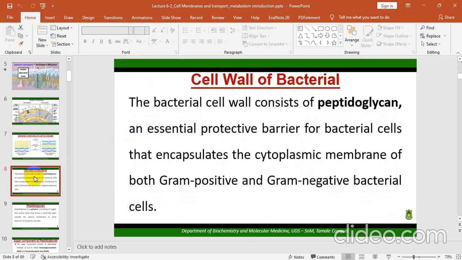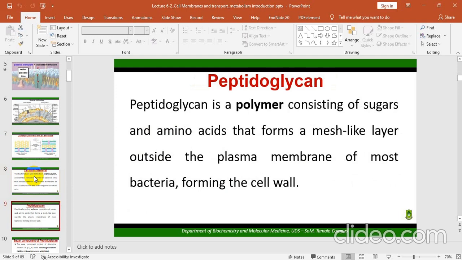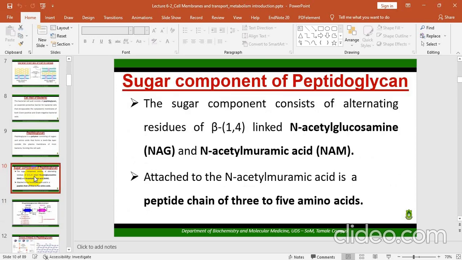So the bacterial cell wall consists of peptidoglycan, which is an essential protective barrier for bacterial cells that encapsulates the cytoplasmic membrane of both gram-positive and gram-negative bacteria. The peptidoglycan is a polymer consisting of sugars and amino acids that forms a mesh-like layer outside the plasma membrane of most bacterial cells. So it comprises N-acetylglucosamine and N-acetylmuramic acid.